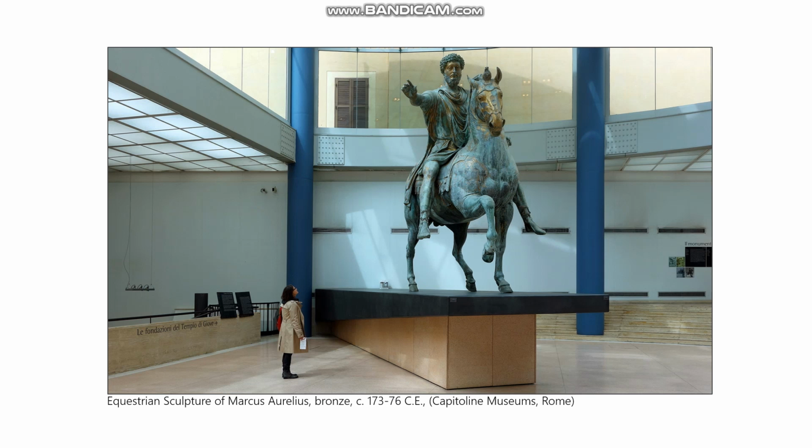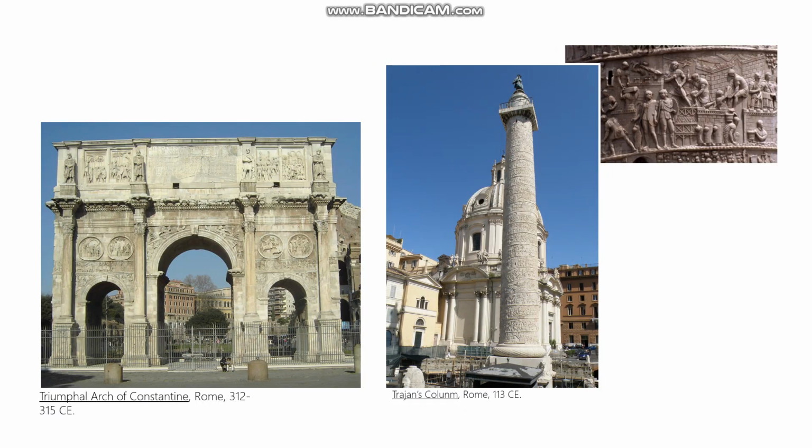But there was also in Roman art a love of the more placid idealism of classical Greece and a sense of turning that into museum pieces. And we see that also in the use of sculpture on more architectural forms. Here we have Trajan's Column and the Triumphal Arch of Constantine.